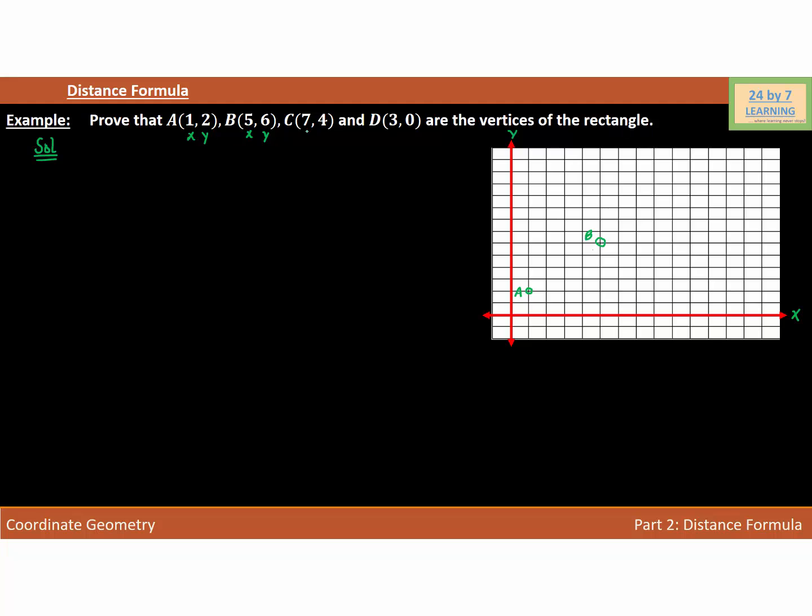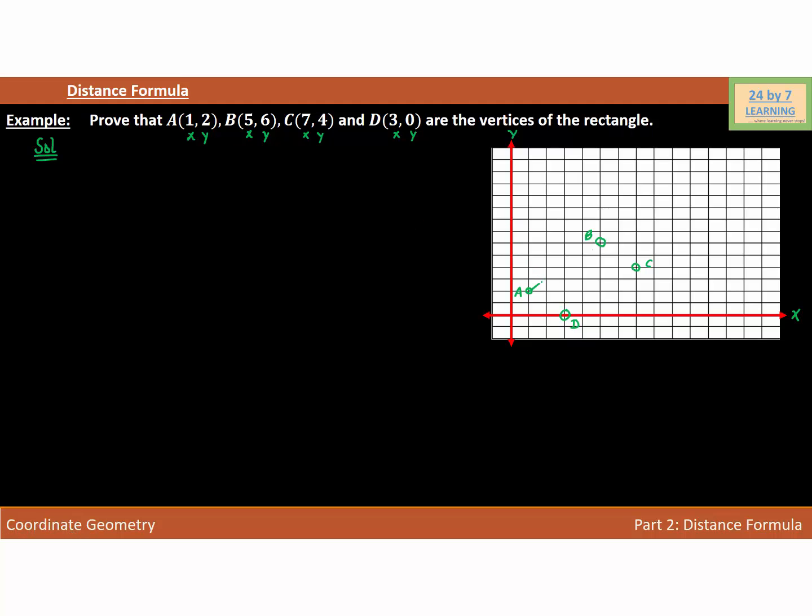Now let's consider C, which is (7, 4). So my x is 7 and y is 4. So I will go 1, 2, 3, 4, 5, 6, 7 and then 1, 2, 3, 4. And this is my point C. Now my last point is D, which is (3, 0). So my x is 3 and y is 0. So I will go 1, 2, 3 and this is my point D. Now I'm going to connect all these points.